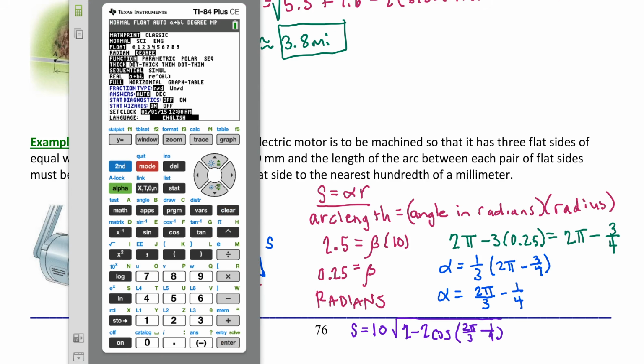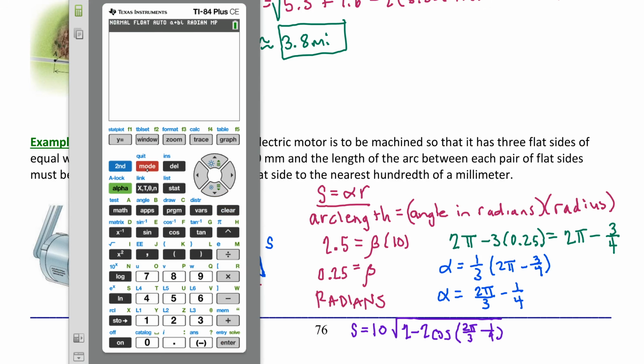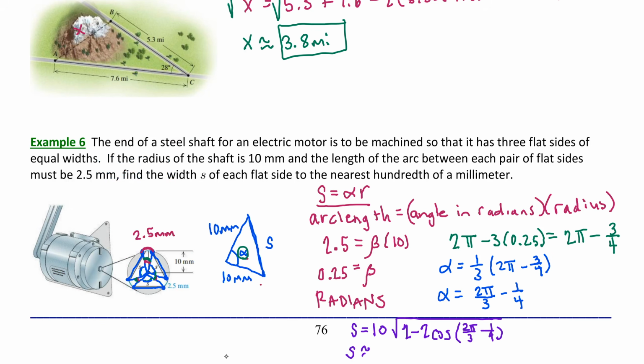Now, since I'm working in radians, I am going to need to switch my calculator to radian mode. About once this entire chapter will you have to deal with radians, and here it is. Calculating 10 square root of 2 minus 2 cosine of 2 pi over 3 minus 1/4, and rounding to the nearest hundredth, we get 15.94 millimeters. So the length labeled S in the diagram is 15.94 millimeters.